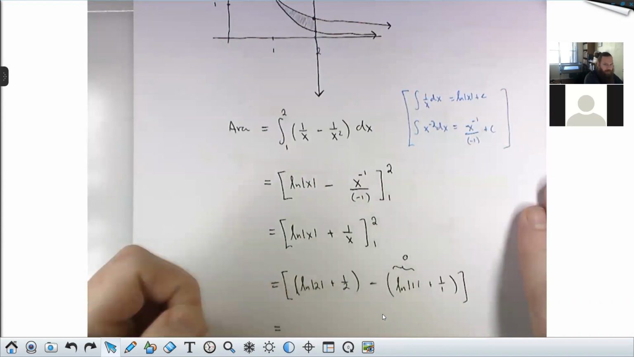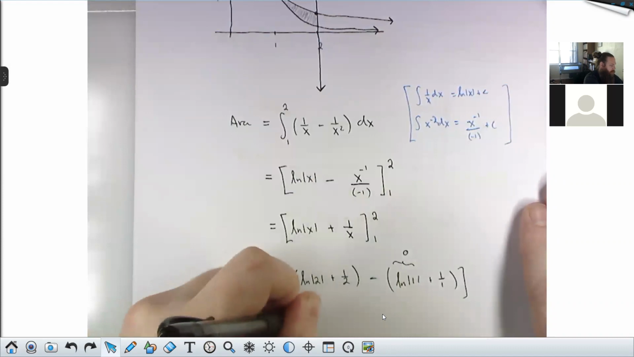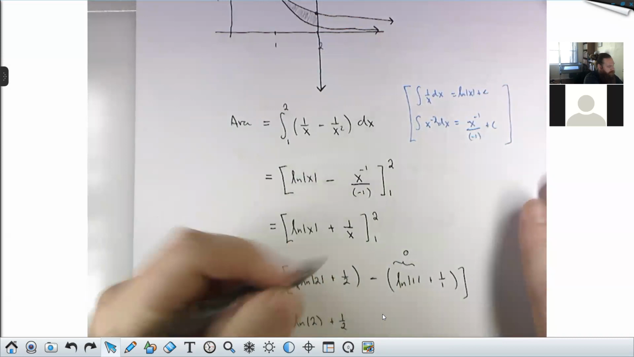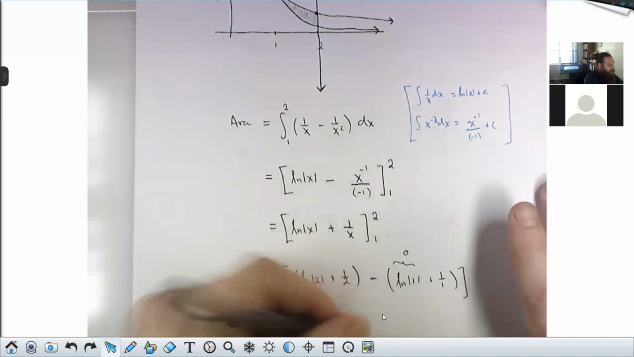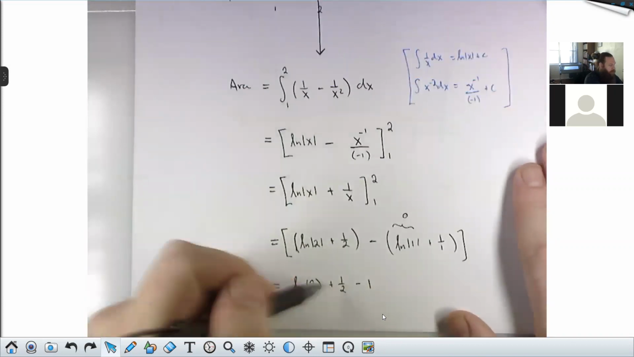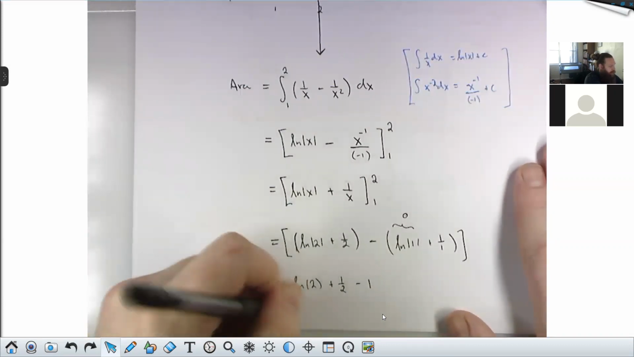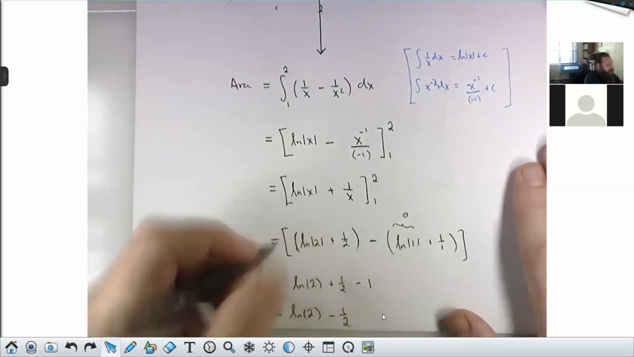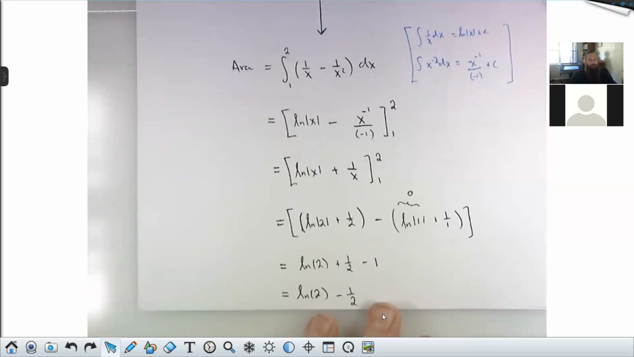The absolute value of 2 is just 2. So this is the natural log of 2 plus 1/2. And then minus 0 plus 1 is just minus 1. And these two combine easily, right? Plus 1/2 minus 1. There's no reason to not put those together into minus 1/2. So that would be my final answer here. Any questions on this one?